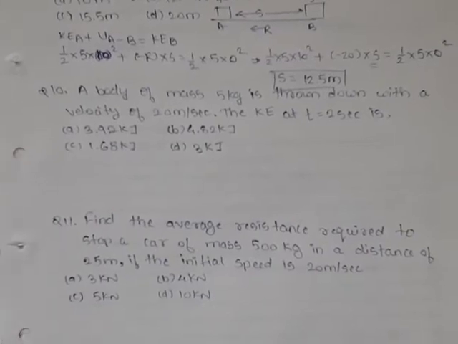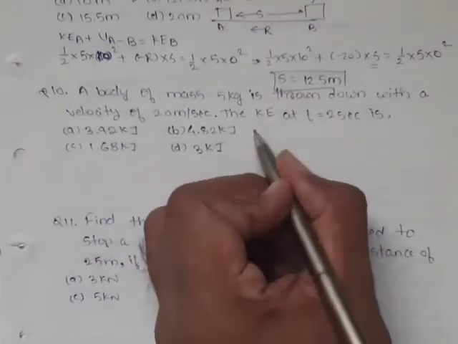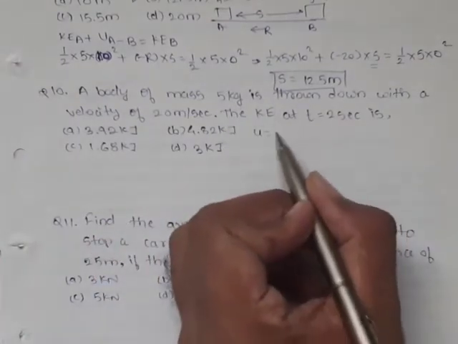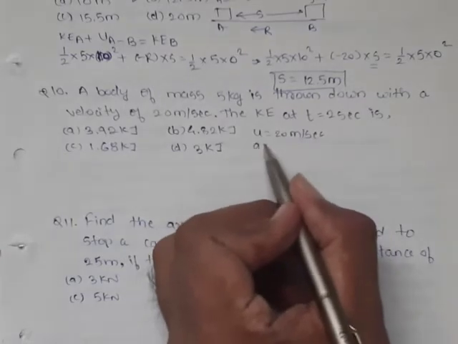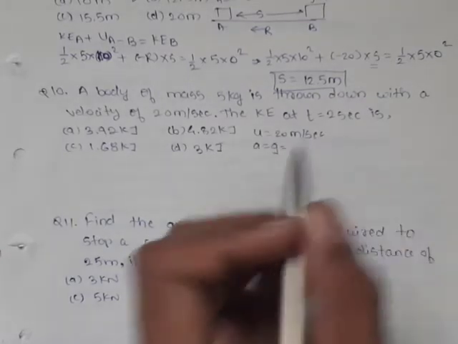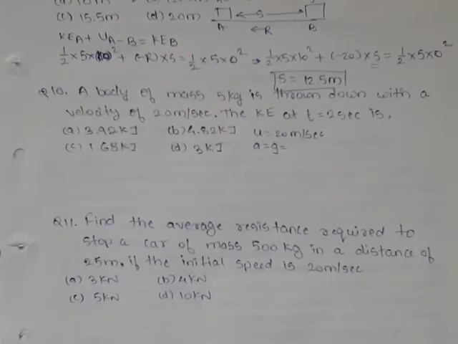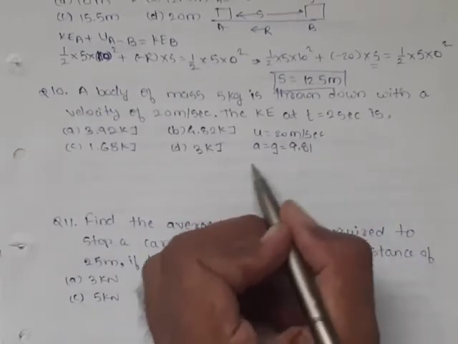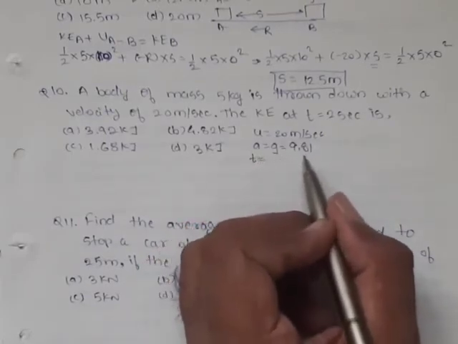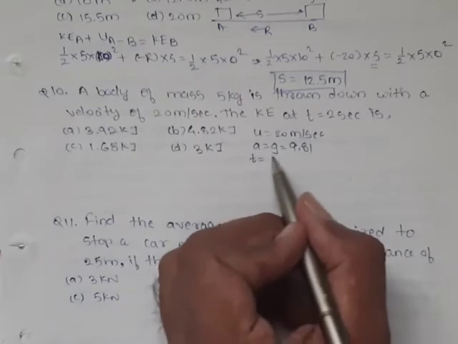A body of mass 5 kg is thrown down with a velocity of 20 meter per second. The kinetic energy at t equal to 2 seconds is. So we have initial velocity equal to 20 meter per second. Then acceleration a is nothing but, since the particle is moving in a vertical downward direction, g can be taken equal to 9.81, and time t is equal to 2 seconds.